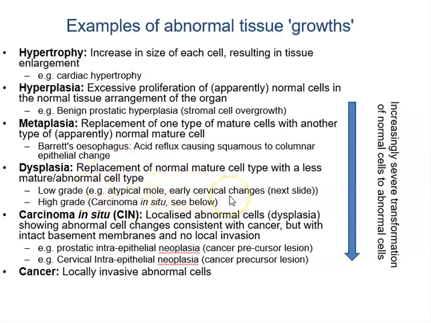Similarly, as we'll see on the next slide, early cervical changes after infection with human papillomavirus will be classed as low-grade dysplasia. Then a high-grade dysplasia is where the cells are still in the right arrangement, but they look really poorly differentiated. They look nothing like the mature cell type, and we'll see that on the next slide.